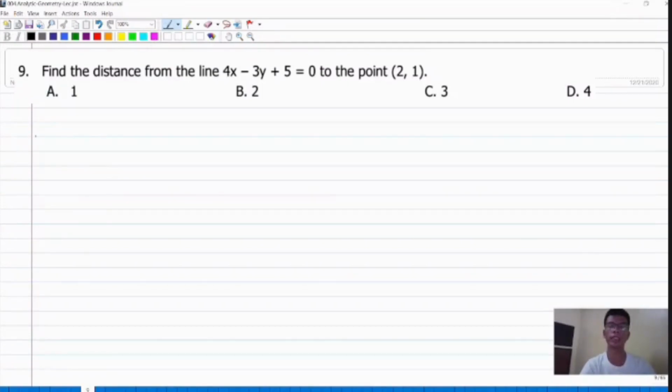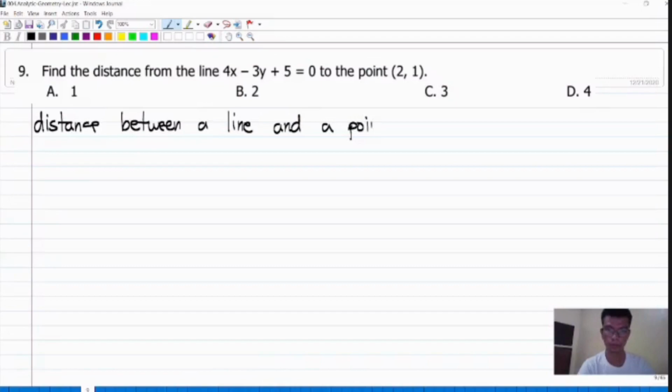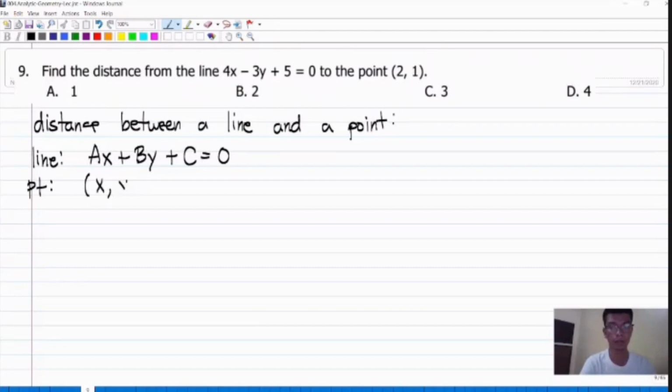So, kung yung problem number 1 and 2 natin, ang kinuha nating distance is the distance between 2 points. Ang hinahanap naman natin kay problem number 9 is the distance between a line and a point. So, para makuha natin yan, dapat alam muna natin na ang isang line ay mayroong general equation na ax plus by plus c is equal to 0. And then, yung point naman natin ay mayroong coordinate form na (x, y).